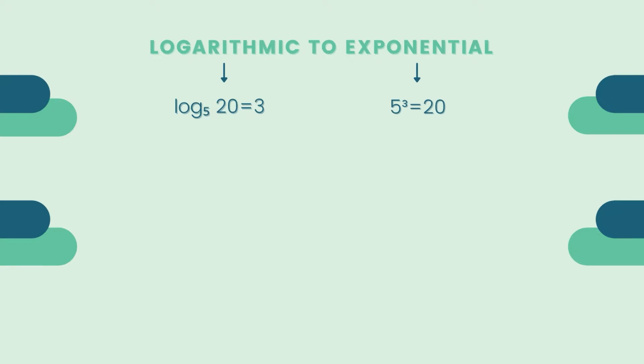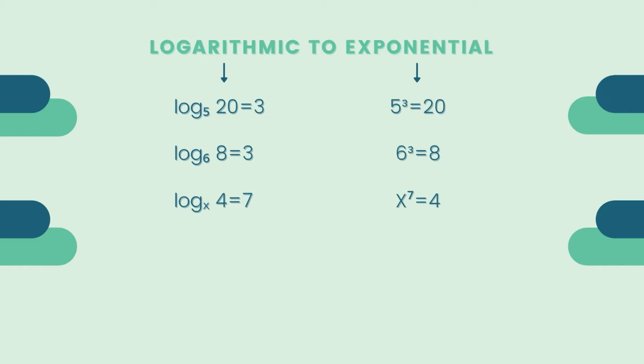Example number 2. Logarithm base 6 of 8 equals 3. When you write this in exponential form, you will get 6 to the power of 3 equals 8. Example number 3. Logarithm base x of 4 equals 7. In exponential form, it is written as x to the power of 7 equals 4.